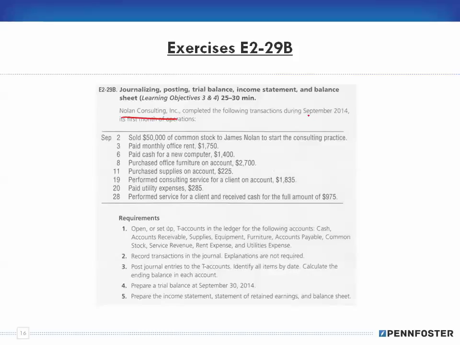And it's September 2014, and it's the first month of operations. It says here, open up or set up T accounts in the ledger for the following accounts. So basically what it's telling you to do is set up, you can create a chart of accounts.